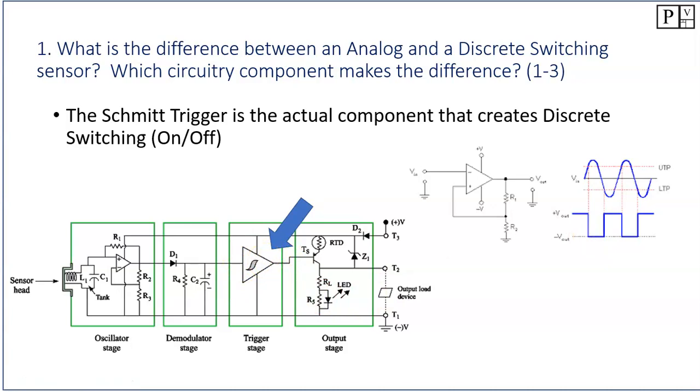If we wanted to have an analog output, then we would remove that trigger from the circuitry, and then that signal would go straight to the base of the transistor and slowly open and close it, allowing us to have a variable output, either 0 to 10 volts output or 4 to 20 milliamps output there. So the Schmitt trigger is the one that allows us to have discrete switching on or off.